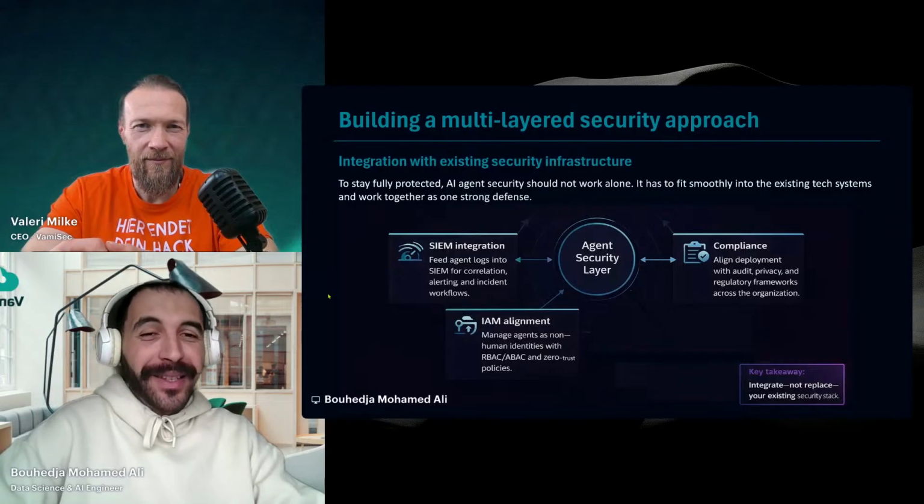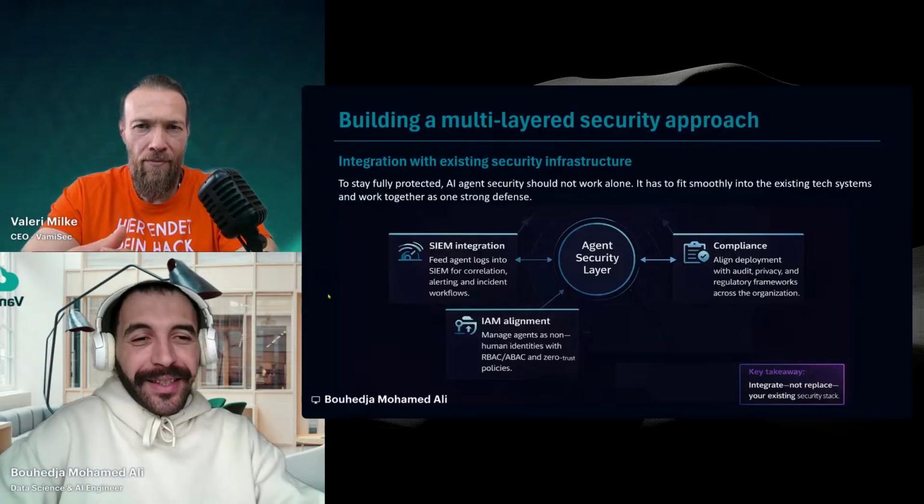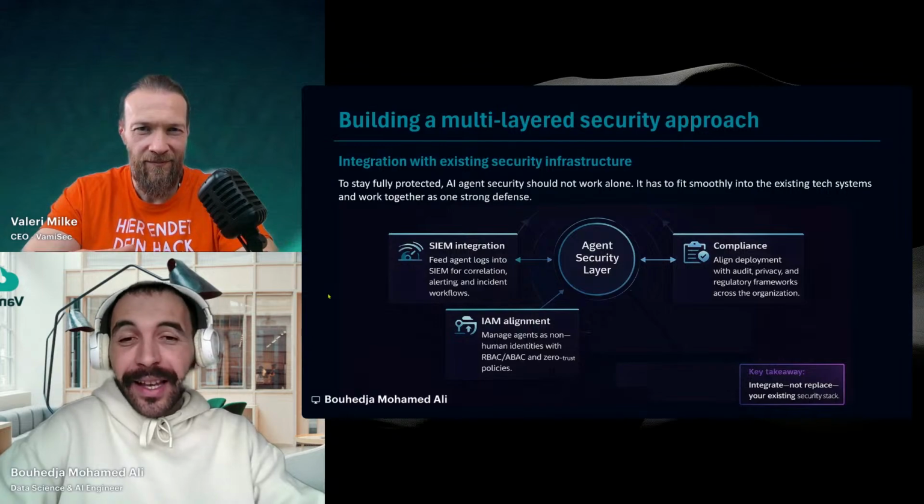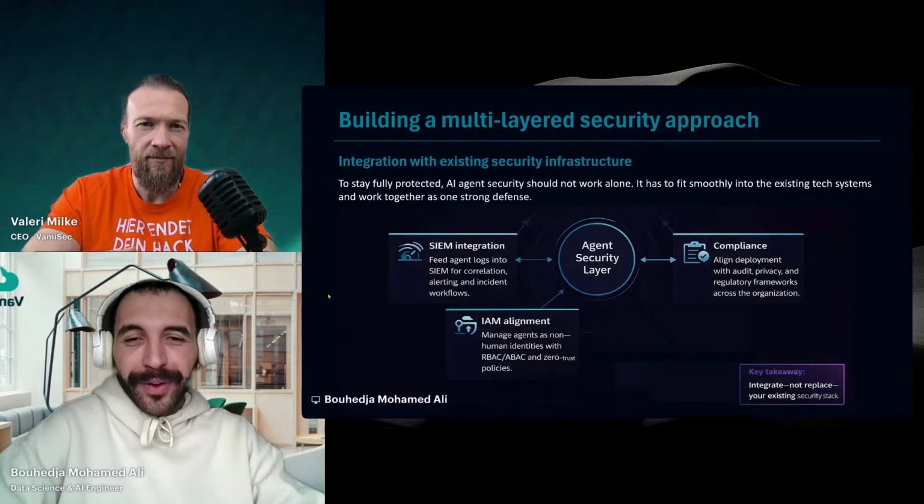The main message here is that agent security shouldn't work in isolation. It needs to fit smoothly into the organization's existing systems so everything works together as one defense. The diagram here shows an agent security layer as a hub with the main integration points around it. On the left, you have SIEM integration: feed agent logs into your SIEM to enable correlation, alerting, and incident workflows.